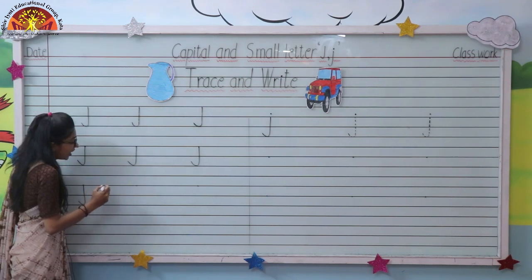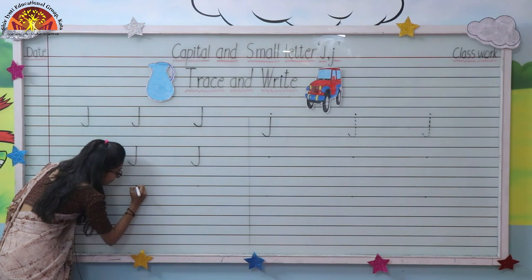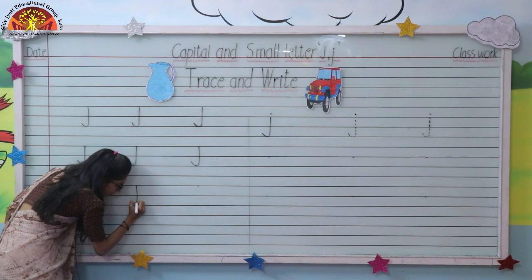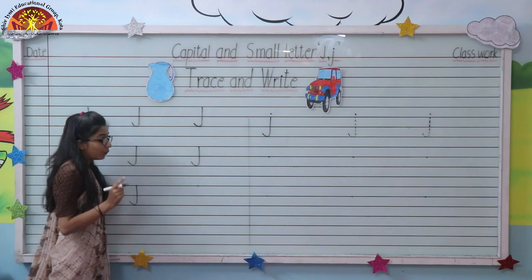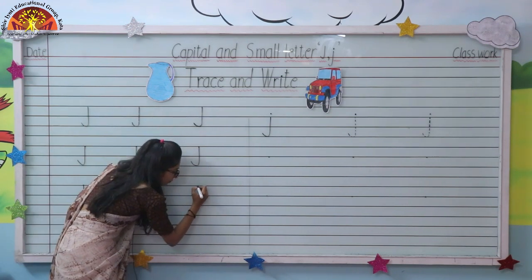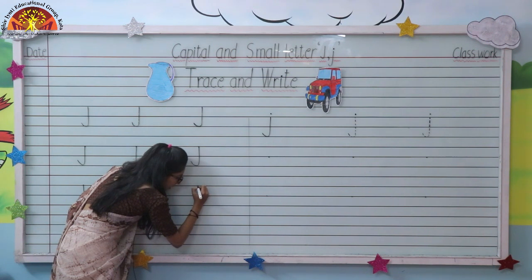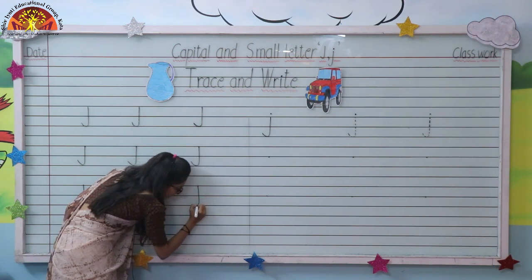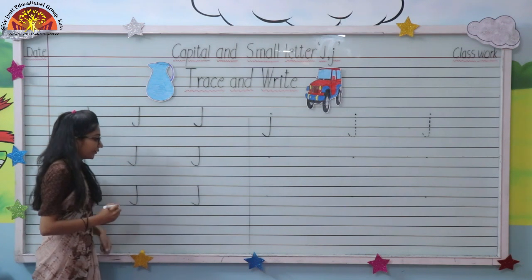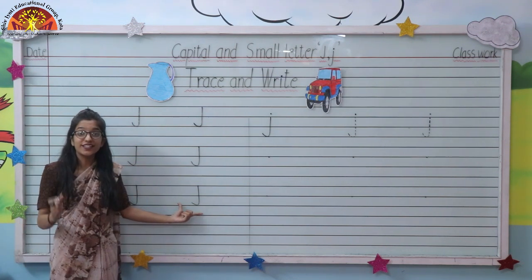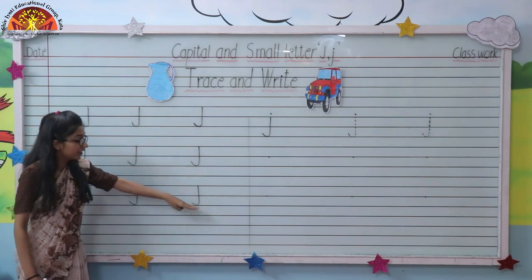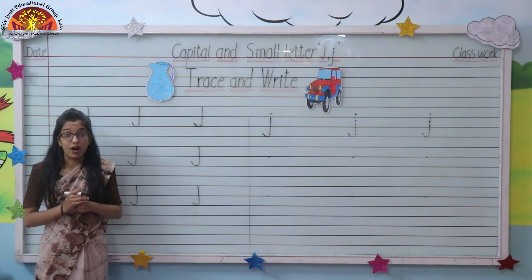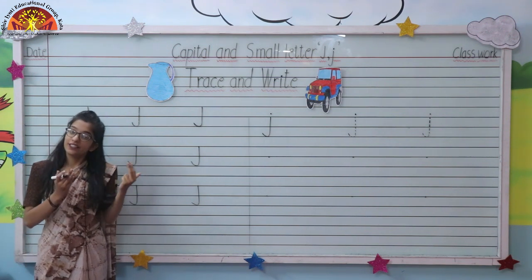Again kids. Make one standing line and turn. Like this. One last time kids. Start from first line. Draw one standing line and turn. So this one is capital letter J. J for jug. Now we will trace small letter J.